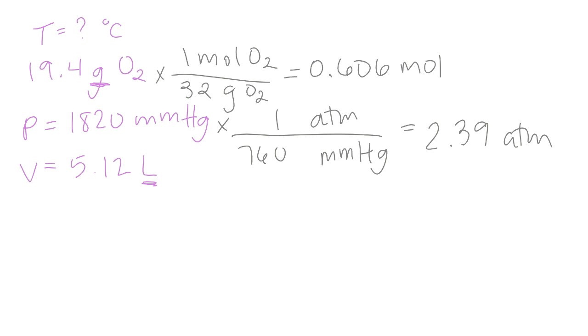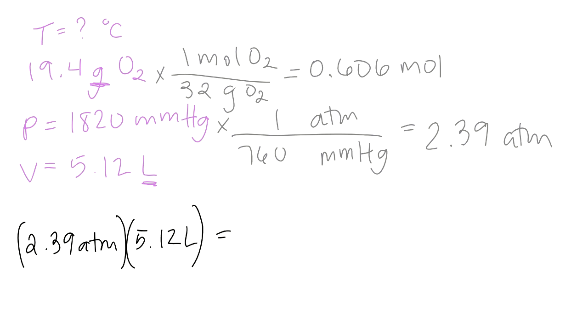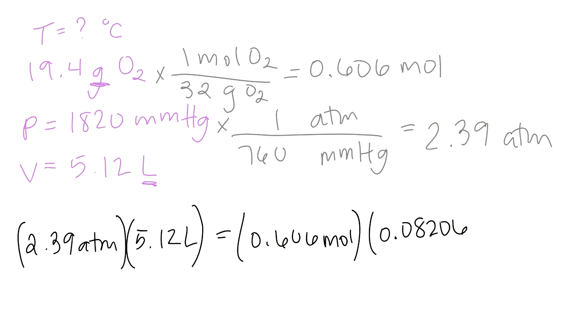So now we have all of our information in the correct units. So let's plug it in. So P is 2.39. V is 5.12, n is 0.606, R is a constant, 0.08206 liter atmosphere per mole Kelvin, and T is our unknown. So go ahead and try out the math there and see what value you get for T.